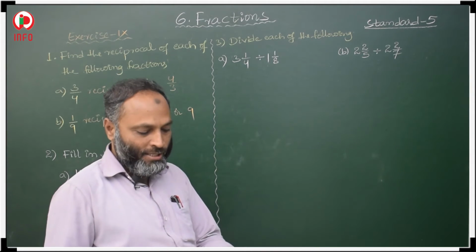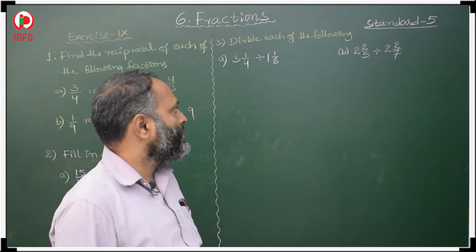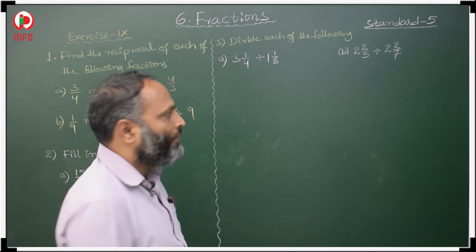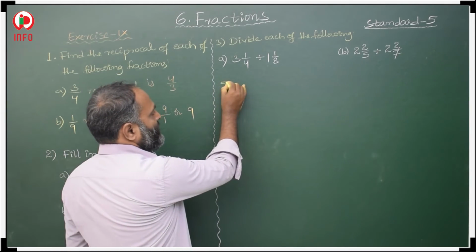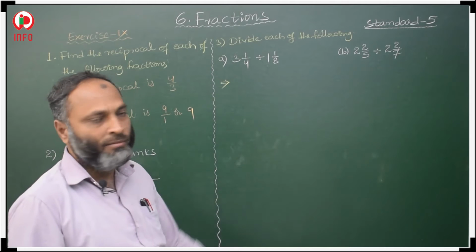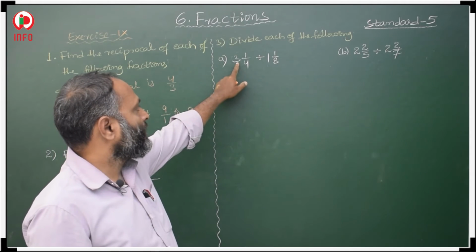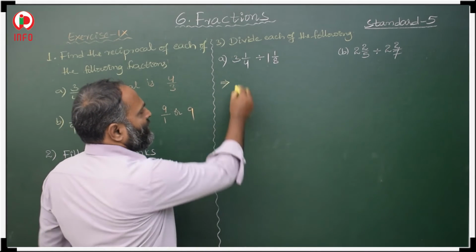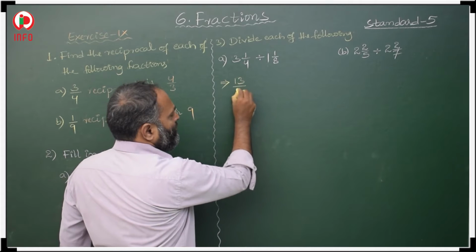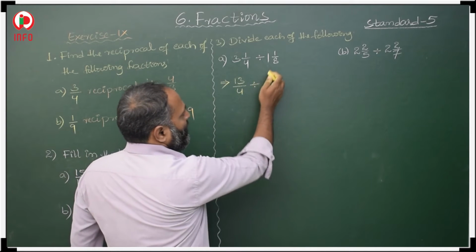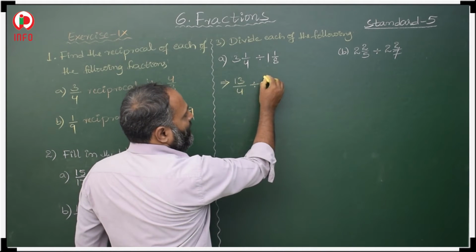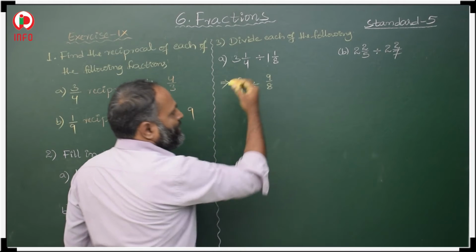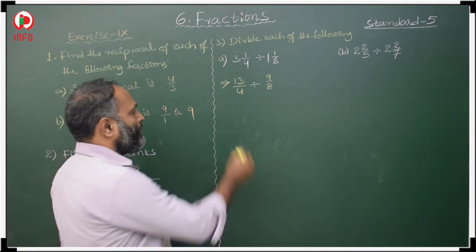Here mixed fractions are given. We have to find the division of these mixed fractions. First we have to convert these mixed fractions into improper fractions. 4 3s are 12, 12 plus 1, 13, 13 by 4, divided by 8 ones are 8, 8 plus 1, 9, 9 by 8. Now how to divide?